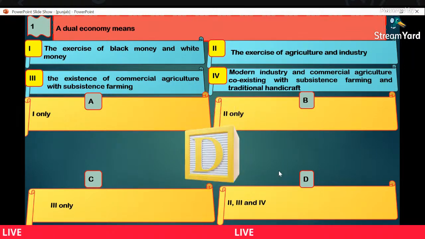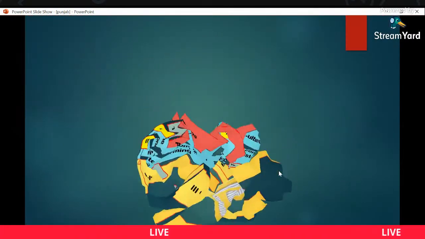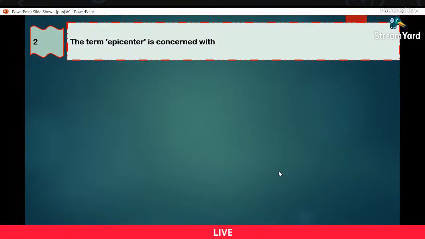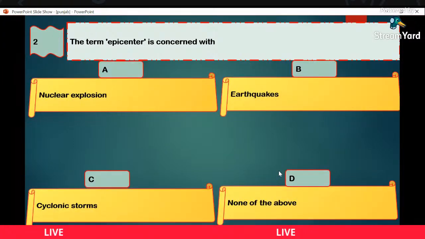Next, question number 2. The term epicenter is concerned with: nuclear explosion, earthquake, cyclone, storm, none of the above. So, what is the correct answer for question number 2? You can also guess.